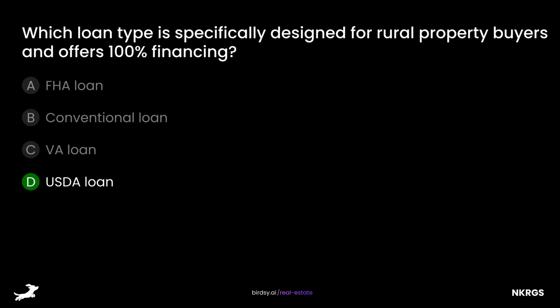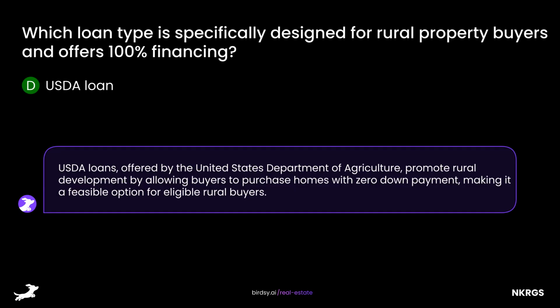The answer is D, the U.S. Department of Agriculture USDA loan. USDA loans, offered by the United States Department of Agriculture, promote rural development by allowing buyers to purchase homes with zero down payment, making it a feasible option for eligible rural buyers.